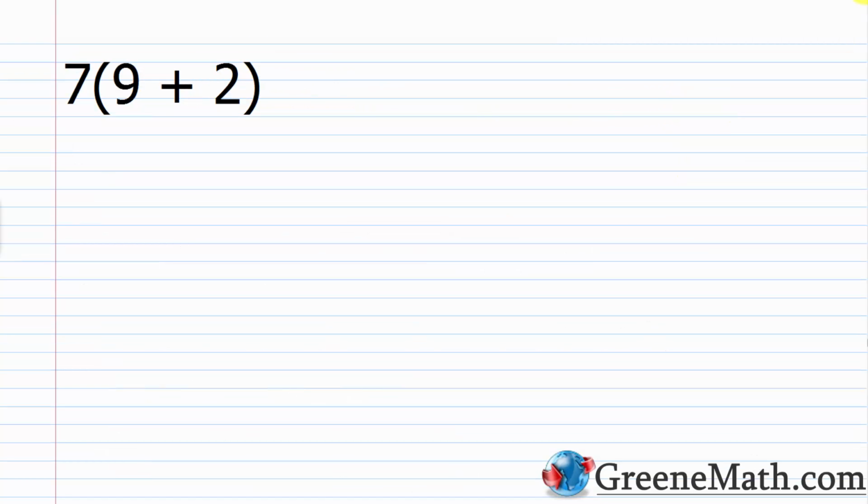All right, let's look at another one, and we won't go through that long, tedious process again. We have 7 times the quantity 9 plus 2. So we're going to do this 2 different ways. We're going to do it the first way where we do 9 plus 2 first, because that's what's inside of parentheses. So this is 7 times 11, and that's 77.